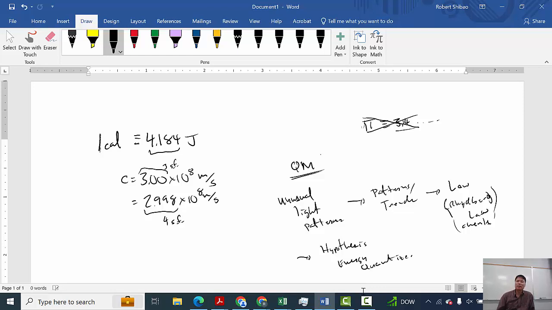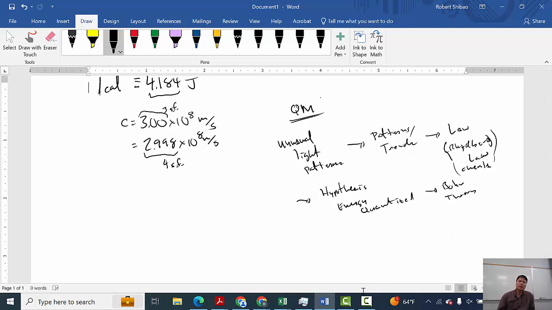And then that came up with a hypothesis, right? The hypothesis in quantum mechanics is that energy is quantized. When we say quantized, it means there are forbidden and allowed energies. And then that led to the Bohr theory. But the Bohr theory failed and had to be modified to what? Quantum theory. Yeah, quantum theory. So this would be the progression of quantum mechanics using the scientific method.